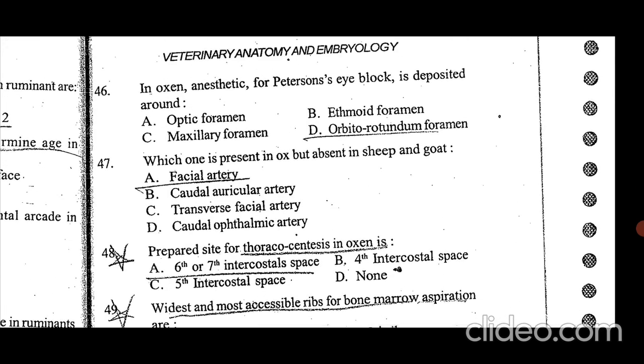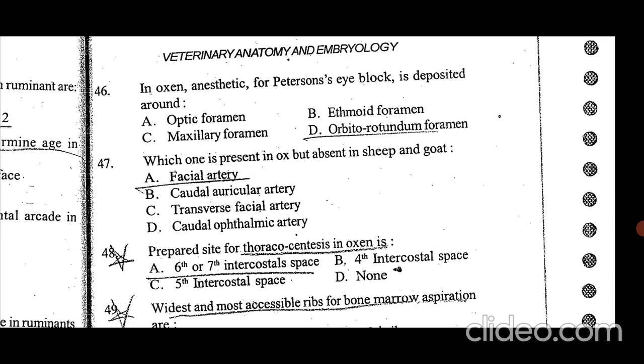In oxen, the anesthetic for Peterson's eye block is deposited around the orbitorotundum foramen. It can be for enucleation or any other surgical procedure for the eye, but for Peterson's eye block, the target is the orbitorotundum foramen as the anesthetic deposition place.